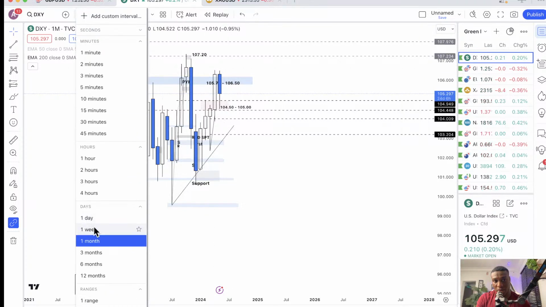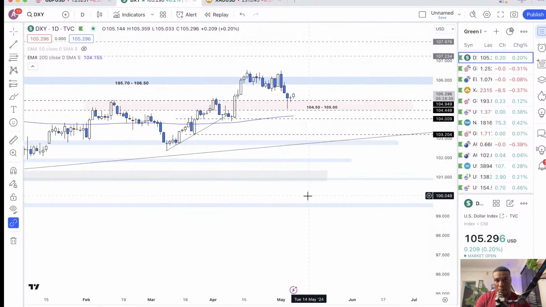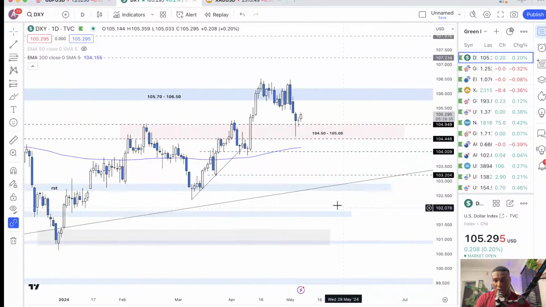I'm going to go to the lower time frames as well and show you guys what I see. And if you're a bit confused about these lines, I'm going to go ahead and explain after I talk about the dollar, and everything is just going to make sense to you. So just give me 5 minutes.